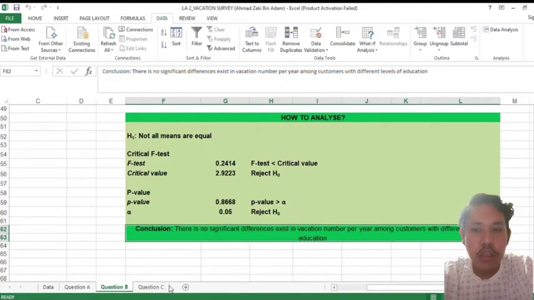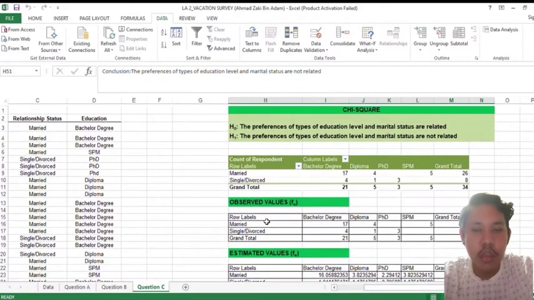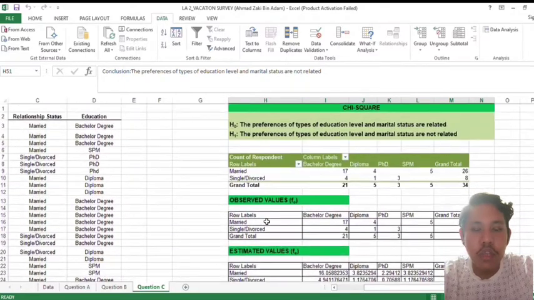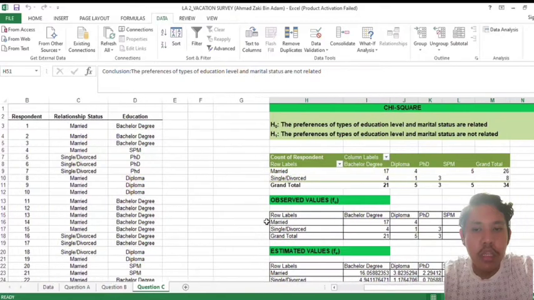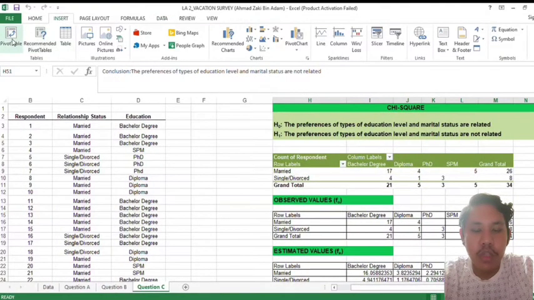For question C, we need to know if education level and marital status are related for all respondents. First step, we need to create the pivot table. Tick the respondent relationship status and education. Second step, we need to drag education to column, drag relationship to row, and drag sum of respondents to value. Copy the pivot table and paste under it.